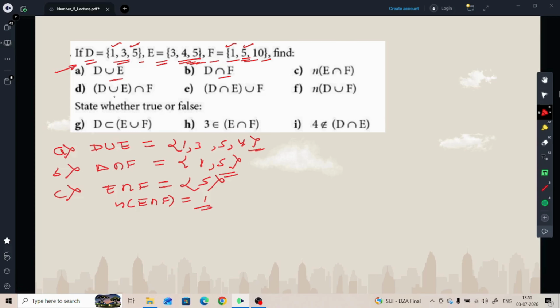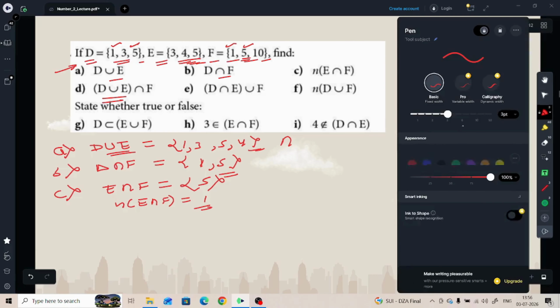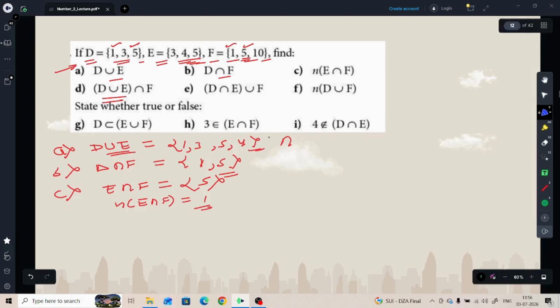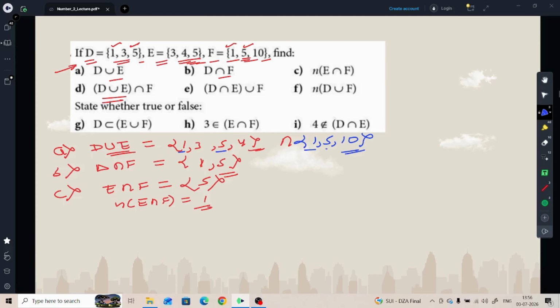The next question is D union E intersect F. So firstly, we have already calculated D union E. Now we need to take its intersection with F, which is 1, 5, 10. That means we need to take out the common elements between these two sets. So 1 and 5 are the answers. Yeah, correct. So 1, 5 is the answer for D.